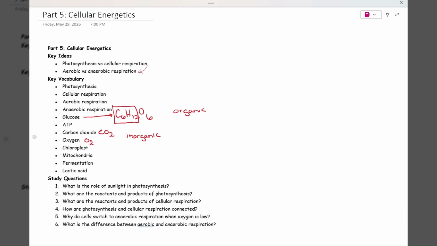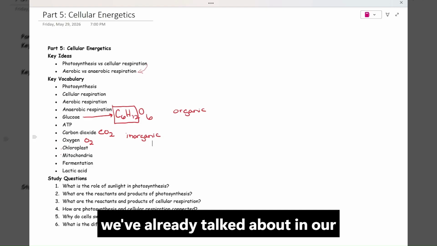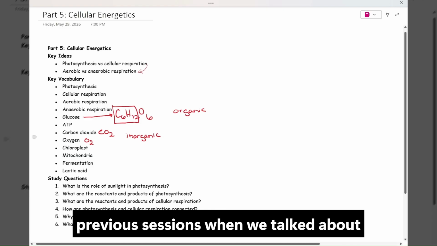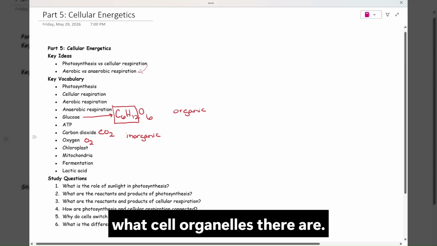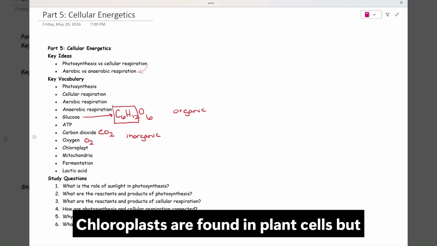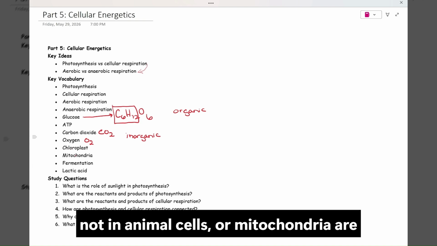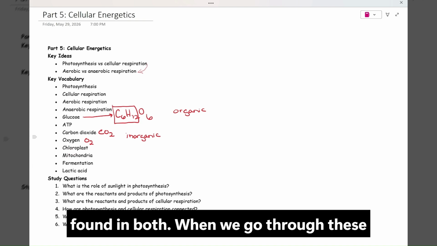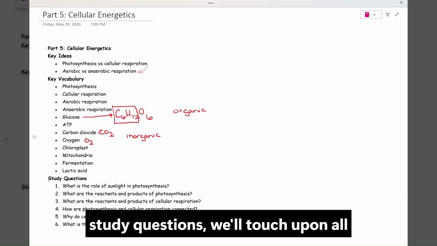The chloroplasts and the mitochondria we've already talked about in our previous sessions when we talked about what cell organelles there are. Chloroplasts are found in plant cells, but not in animal cells, whereas mitochondria are found in both. When we go through these study questions, we'll touch upon all that vocabulary.